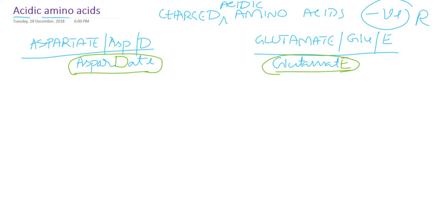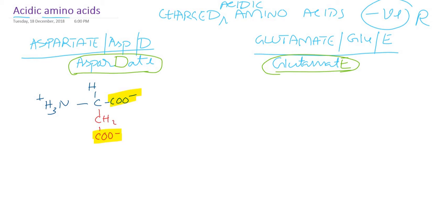Let me write the structure of aspartic acid. It contains a carboxyl group, amino group, hydrogen, and the side chain will be like this, CH2 and COO minus. So you can see there are two negatively charged groups. That means there is a greater number of negatively charged groups when compared to positively charged groups, so they are acidic amino acids.